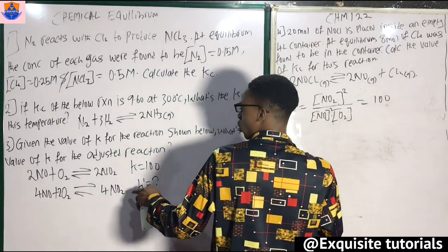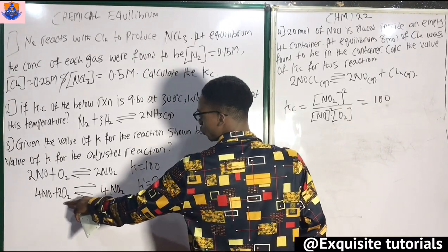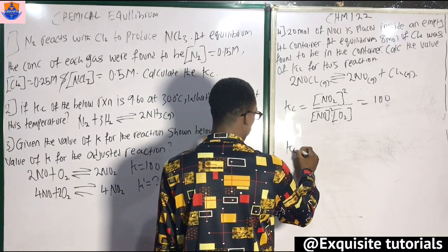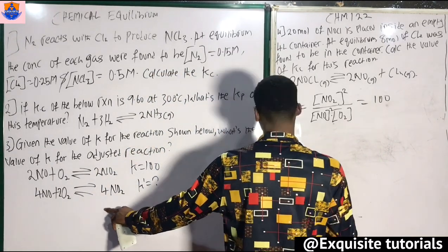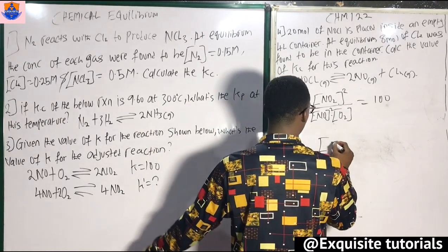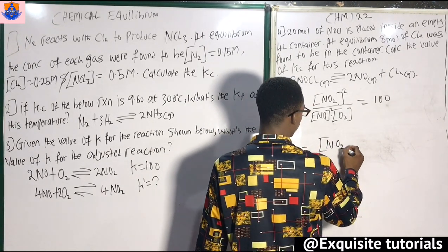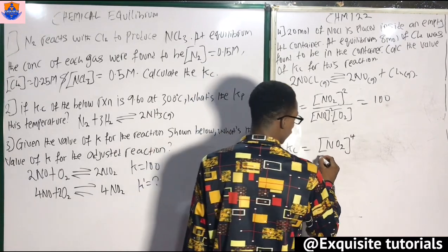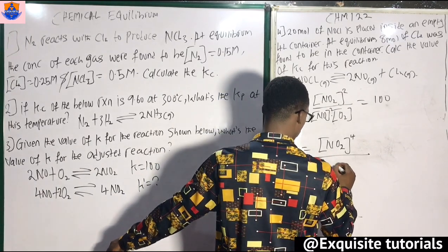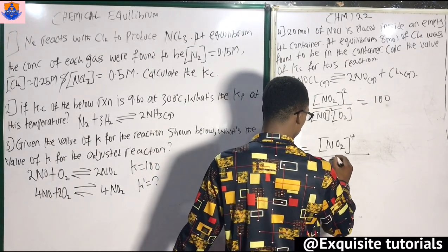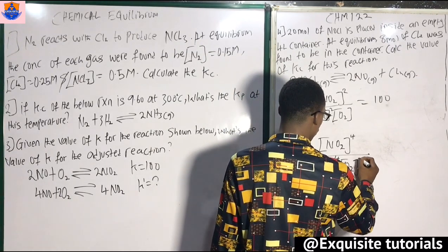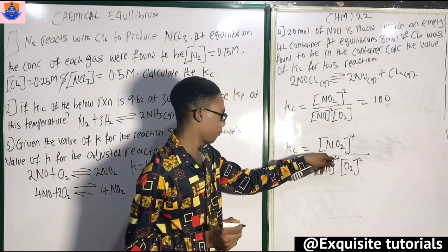Now they're asking us what would it be for this reaction. We won't know until, let me show you something. For this second reaction, we have Kc with NO2, the number of moles is 4, so we have NO2 raised to the power 4 over NO raised to the power 4, then O2 raised to the power 2. Now what do you observe here?